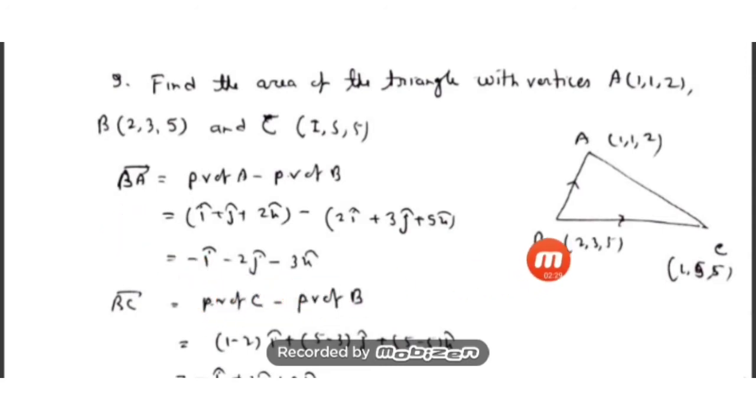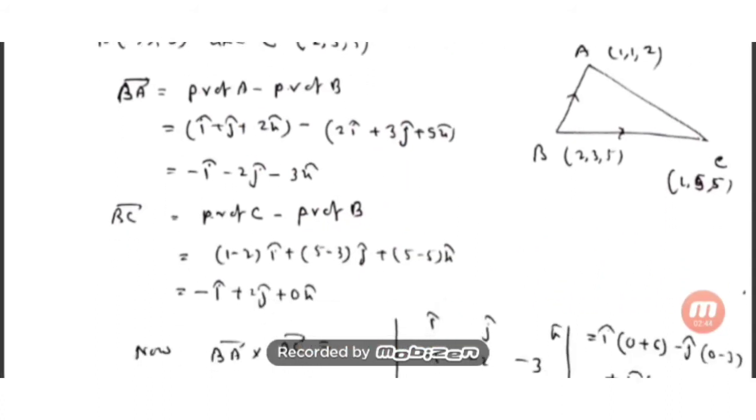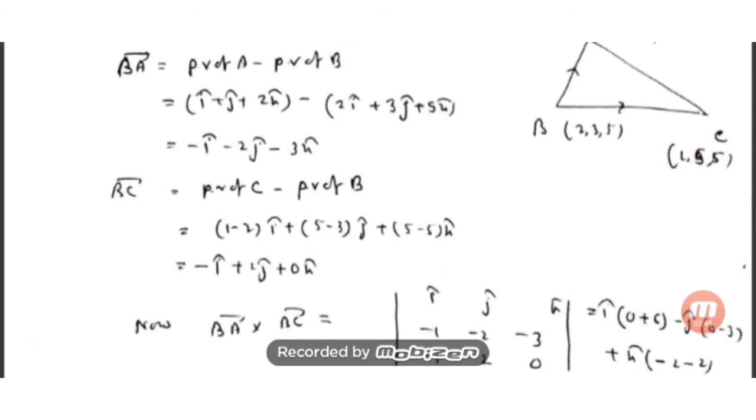Next I want to get the vector BC. How to get BC? Same method: position vector of C minus position vector of B. Here I have skipped the first step and directly done the subtraction. That is 1 minus 2 i cap, 5 minus 3 j cap, 5 minus 5 k cap. Doing the calculation, we get minus i cap plus 2j cap, and 5 minus 5 is 0 k cap.